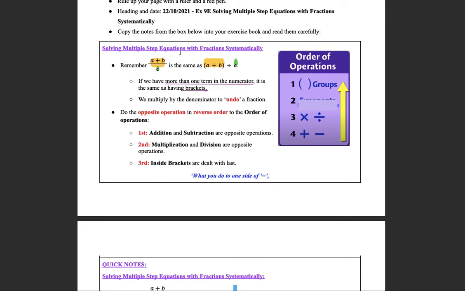So if I'm solving multi-step equations with fractions, just remember that anything on the numerator, I can actually bracket like this. And I have my denominator, so I can rewrite it like this. If we have more than one term on this numerator, it's the same as having brackets. So it might be good practice to actually add those brackets for yourself.